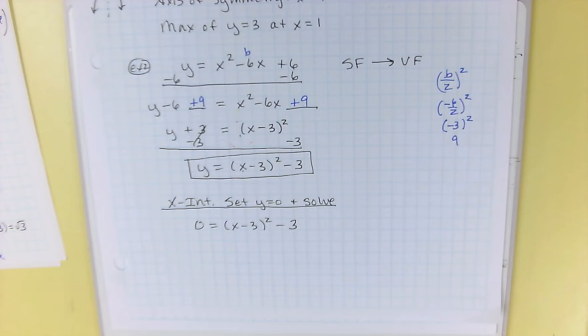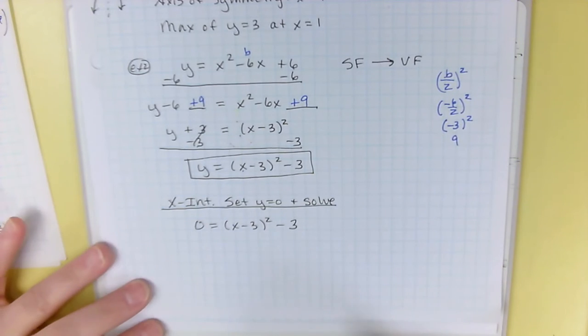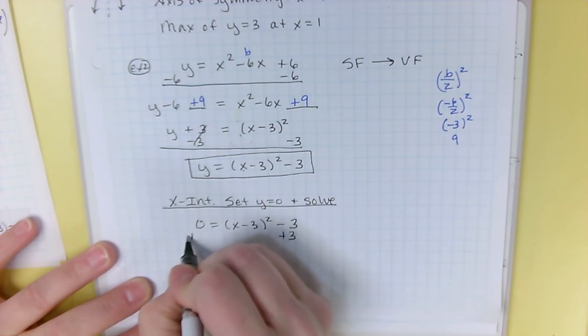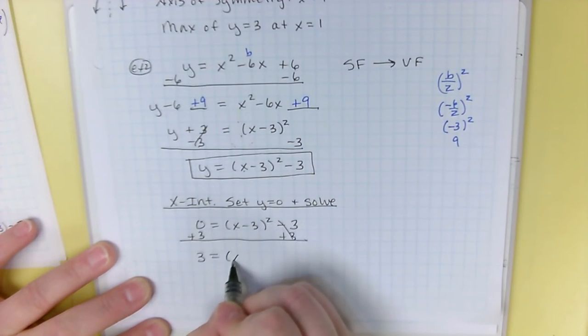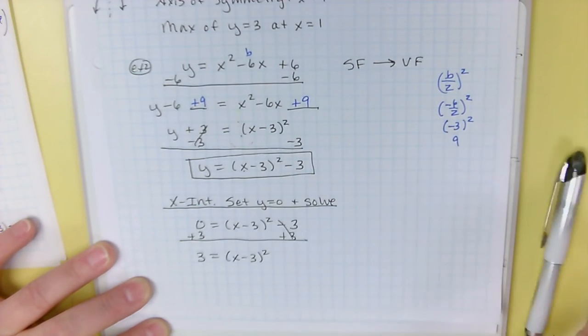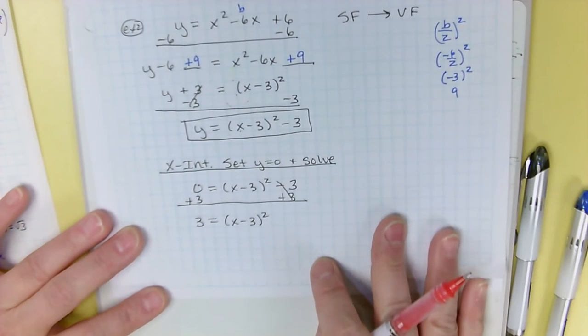So you need to get the perfect square alone. Now, if you subtract the perfect square to the left, you now have a negative scalar to deal with. So it's easier if you just add 3 over to the left, and that gives you 3 equals (x minus 3) squared. You can still solve with x on the right.